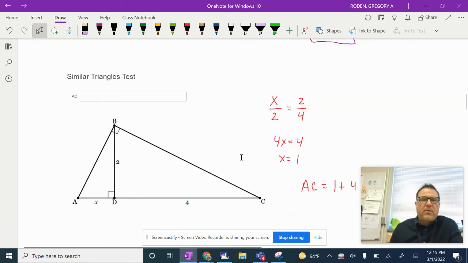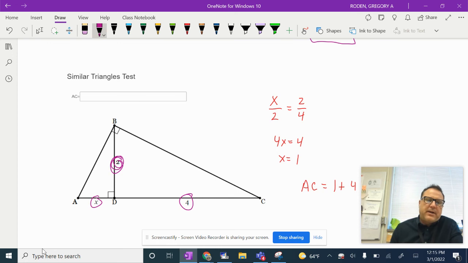This one, you need to find x. We're involving the hypotenuse, so we want to use that first theorem. The first theorem says the little triangle side to the altitude equals the altitude to the other little triangle side. So x over 2 equals 2 over 4. That's what I set up in that proportion right there.